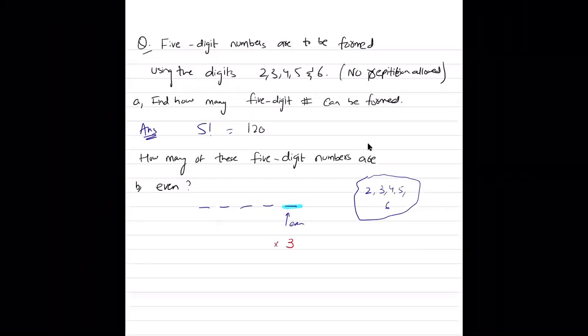Let's say I plug in 2. Do I have any restriction for the other first 4 digits? No. So in how many ways can the first 4 digits arrange themselves? 4 factorial. Exactly, 4 factorial. So 4 factorial times 3.